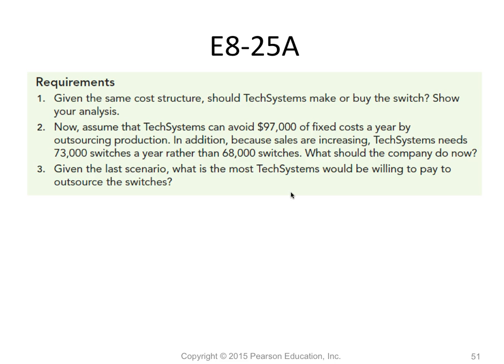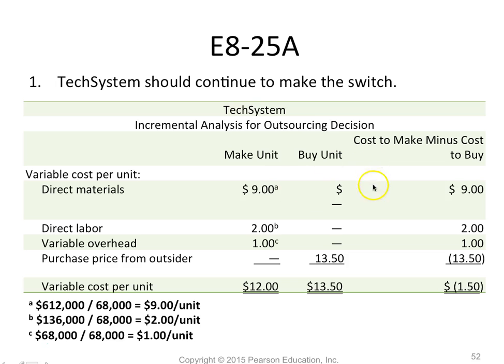Given the same structure, should the company make or buy? There'll be another assumption here. To make a unit, direct material is $9 per unit. This is the total direct material cost divided by total units. $2 for direct labor, same thing, divided by the 68,000. So this is a given number. Variable overhead is $1. So the variable cost per unit will be $12 to make.